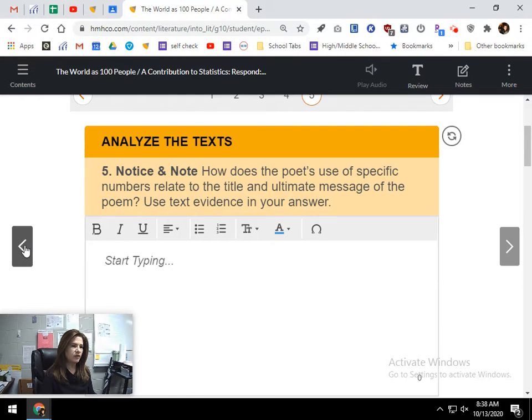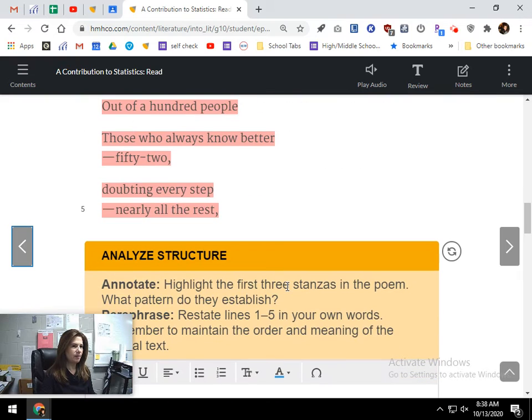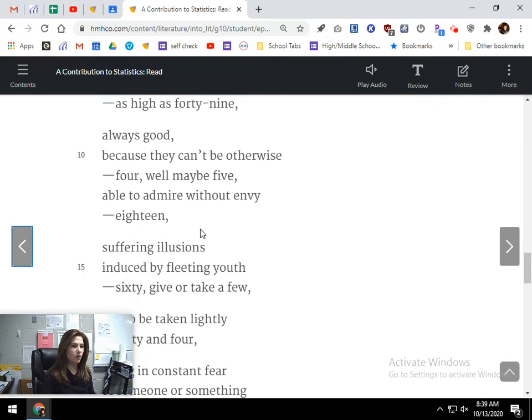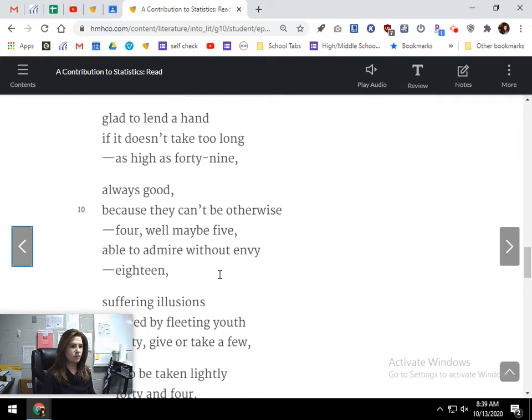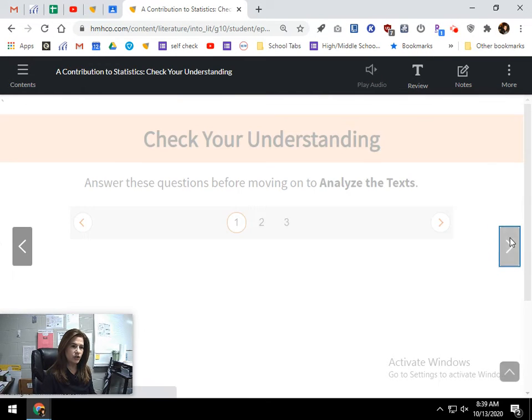So it's interesting that even though she's not using scientific data here, I mean, how could she be? When she says how many people are glad to lend a hand if it doesn't take too long, as high as 49, do you think she did some kind of scientific survey to get that number 49? So I will go ahead and say these are not quantifiable statistics here. There's really no way that you could measure how many people out of 100 are not to be taken lightly. I mean, how could you measure that? So this is not scientific data. She's using these numbers, specific numbers, on purpose to get her point across. So that's what your question is about, okay?